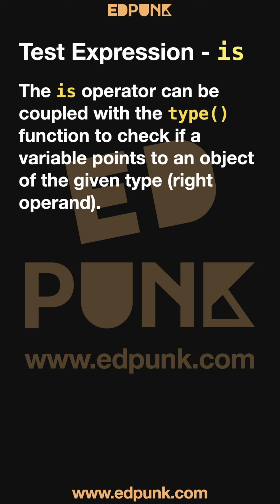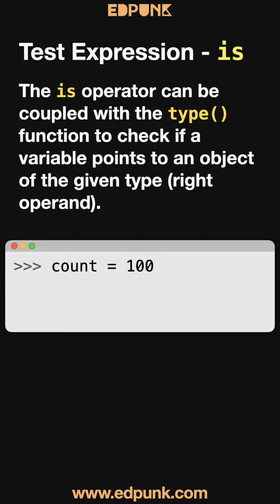The is operator, when combined with this function, can help you directly test whether the object is of a given type. For example, after assigning 100 to a variable count, the expression type of count is int can be used to check if the data type is int. As 100 is an integer, the result returned is true.